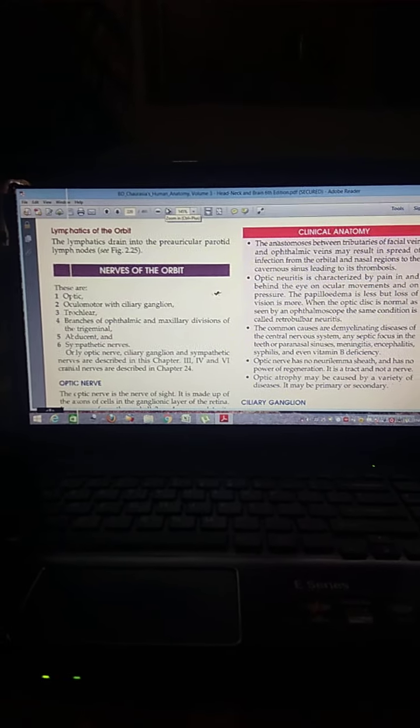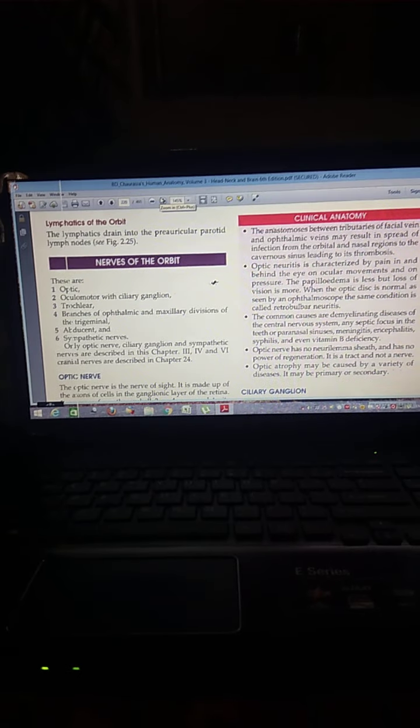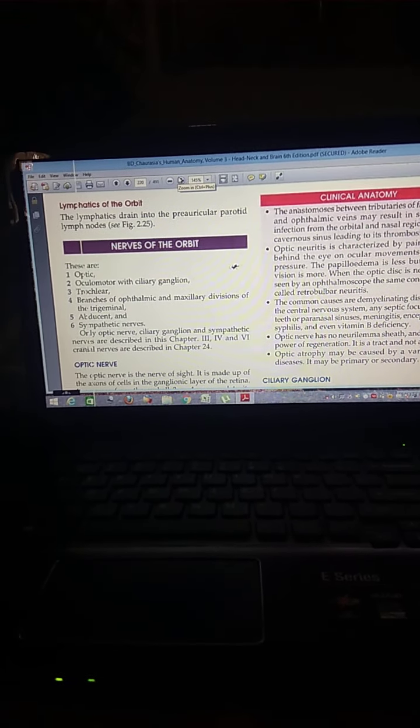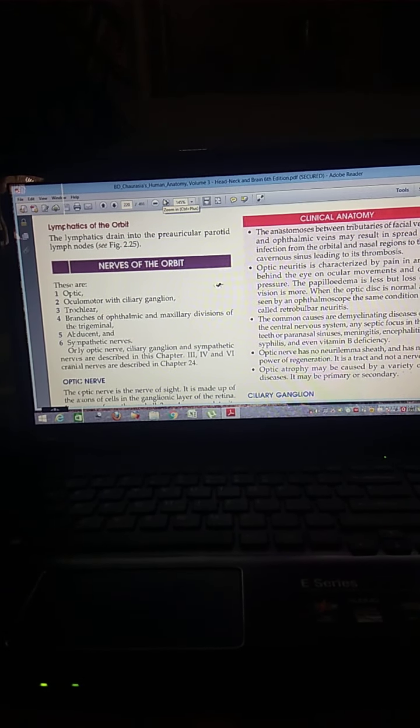Now clinical anatomy. The anastomosis between the tributaries of the facial and ophthalmic veins may result in the spread of infection from the orbital and nasal regions. Optic neuritis is characterized by pain in and behind the eye on ocular movements. The common cause is demyelinating disease of the central nervous system, and the optic nerve has no neurolemma, so there is no power of regeneration. Optic atrophy may be caused by a variety of diseases.